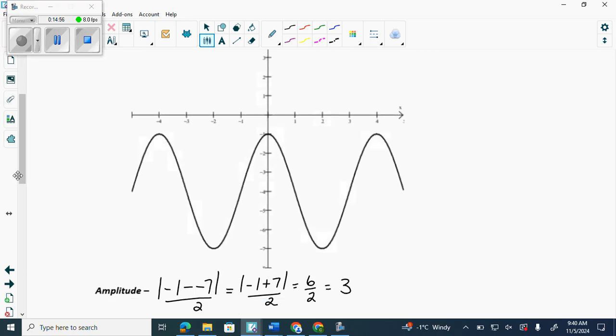Assume we can start at a max. We'll pass a min. Back up to a max. And how long horizontally is that? 4. And what's this in? Radians or degrees? Radians, because it doesn't have a degree symbol.